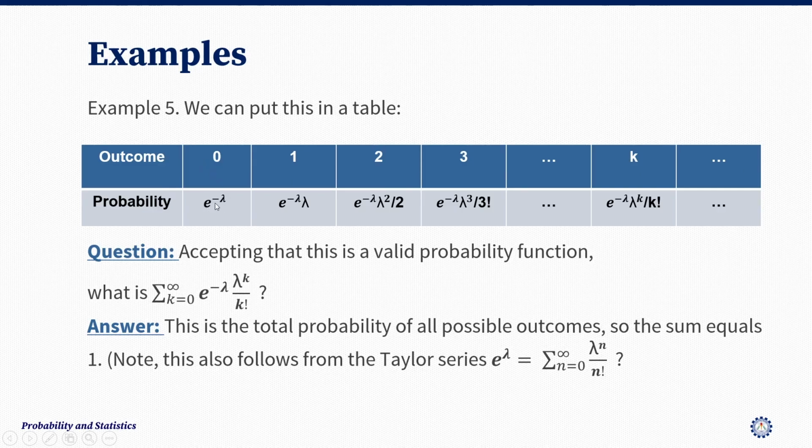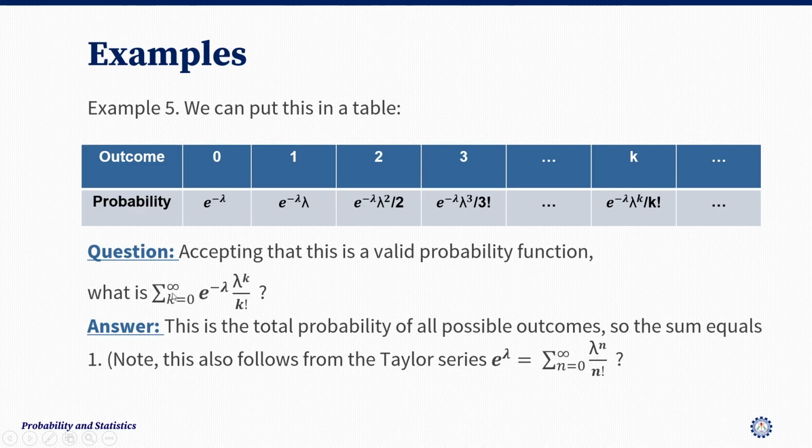So the probability for the zero outcome is e raised to negative lambda. For 1, e raised to negative lambda multiplied by lambda. For 2, e raised to negative lambda multiplied by lambda squared divided by 2. For 3, e raised to negative lambda multiplied by lambda raised to 3 divided by 3 factorial, until k. So e raised to negative lambda multiplied by lambda raised to k divided by k factorial.